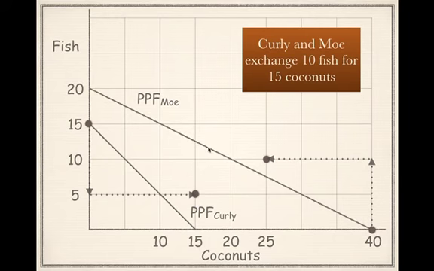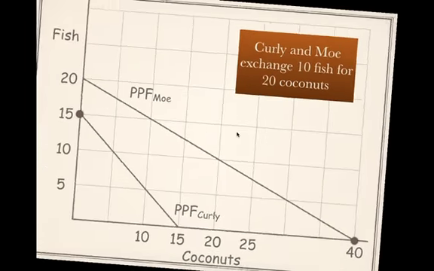And also, what do we notice for Mo? Mo's consumption is outside of his PPF. So both parties, both Mo and Curly, are better off by specialization and trade because they are able to consume more than if they had been self-sufficient. Let's adjust the terms of trade here to see how that alters the scenario.